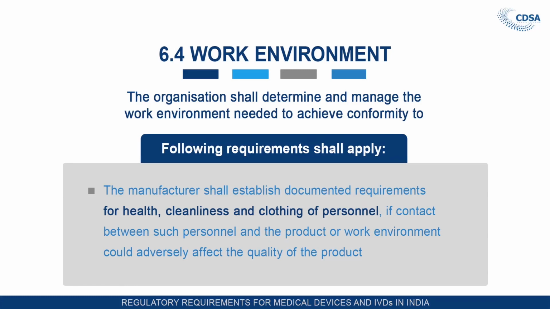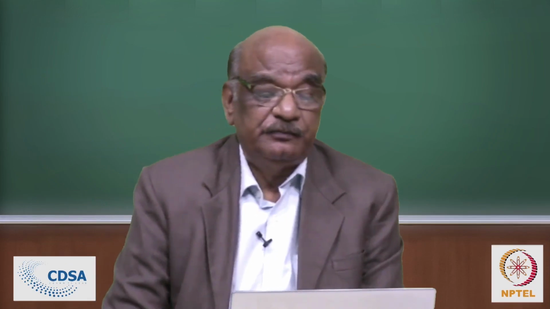Work environment. The organization shall determine and manage the work environment needed to achieve conformity to product requirement. The following requirements shall apply, namely, the manufacturer shall establish documented requirements for health, cleanliness and clothing of personnel. Very important. Personnel can't enter the premises in the clothes that he is wearing from outside. He should change into factory clothing. He should be clean. He should be told to maintain a good degree of personal hygiene.